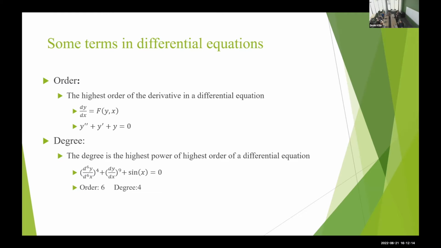So the first thing is order. Order is the highest derivative that is mentioned in the equation. For example, the first example explains a first order equation, because it only contains the first derivative, and the second one is of course second order because it includes the second derivative. The second term is the degree of the equation.